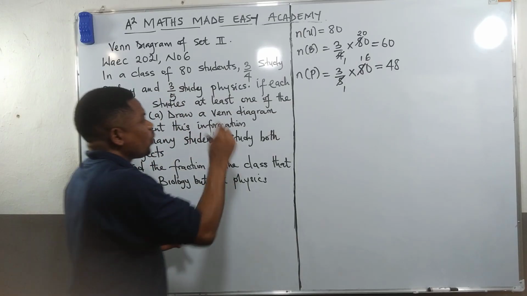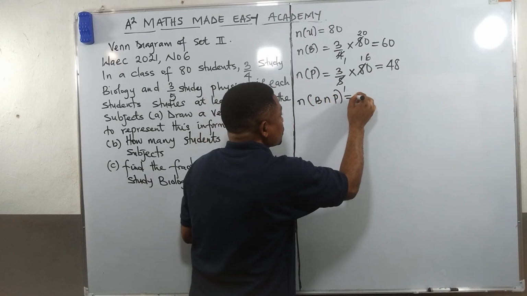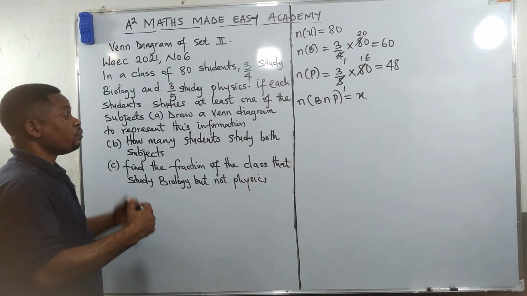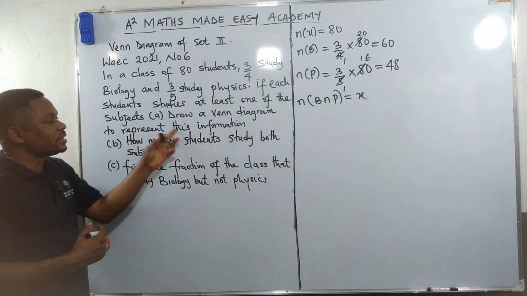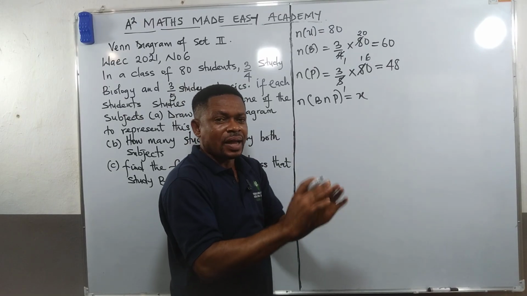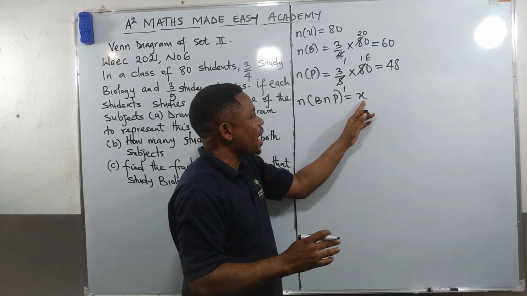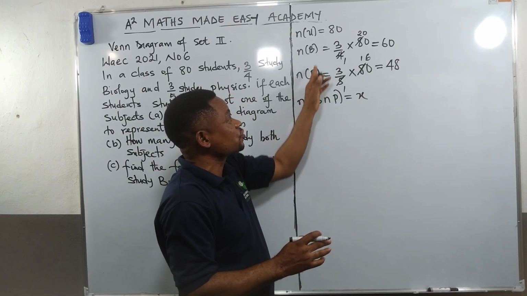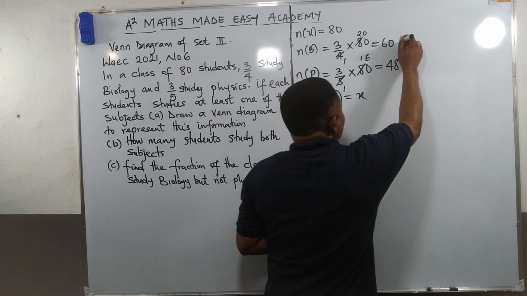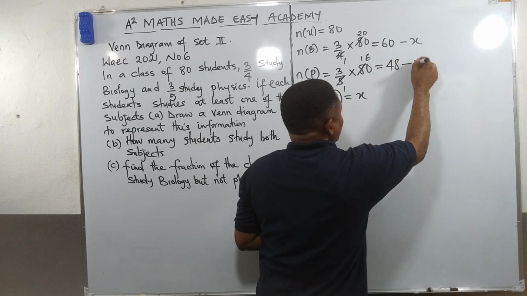Now the question is this. I want you to understand what is missing is the number that offer biology and physics. We don't know. Consider it as X. Remember that the first question did not say we should solve, but that we should draw a Venn diagram to represent this information. This one talks about 2 rings. This is how you will do it. Use the value of the intersection of the 2 rings, which is X, and subtract it from each of the sets to get the exact number. I will go to biology and introduce minus X. I will go to the number that study physics and equally introduce minus X.